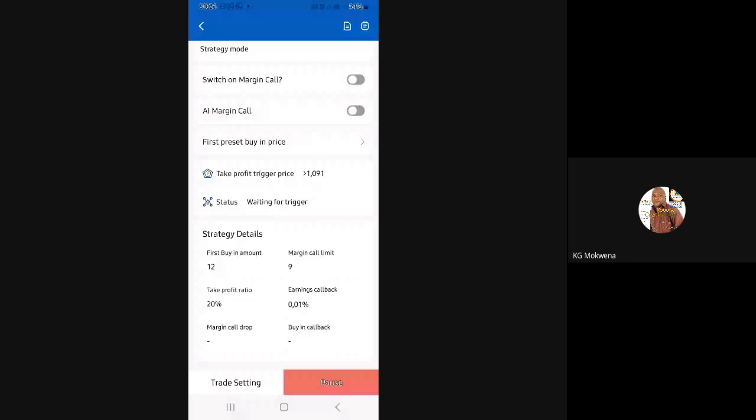Go down again on where we are, just a little bit downwards. We want to look at the take profit trigger price. It will give you some information. At the moment, you see, take profit trigger price, it says it's still waiting for trigger. It's still at 1,091. So the system, because I saw we are still, it's still there.